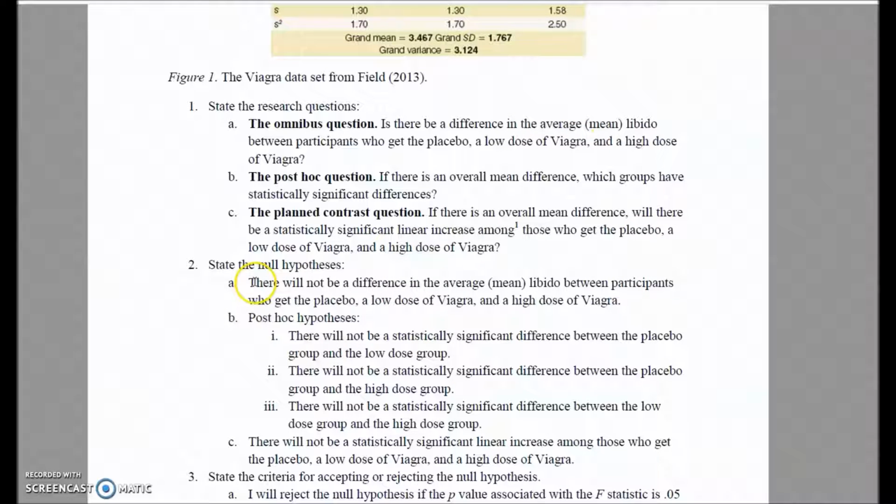So I had my research question. I have to have the null hypothesis. The null hypothesis is that there will not be a difference. So basically no difference is my null hypothesis. There will not be a difference in average libido between participants who get the placebo, a low dose of Viagra, and a high dose. So basically, it is saying mu1 equals mu2 equals mu3. The mean of the libido of those who get the placebo, mu1, who get the low dose, mu2, who get the high dose, mu3, is going to be equal.